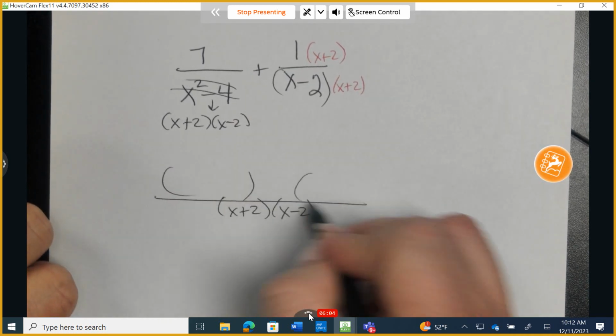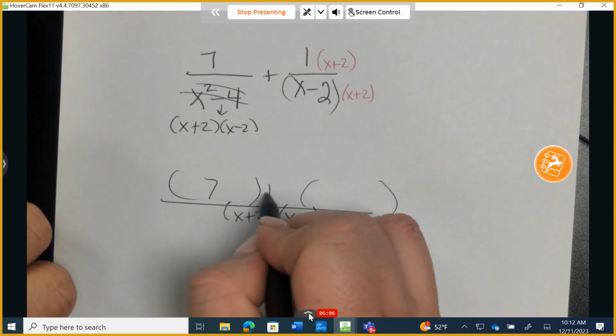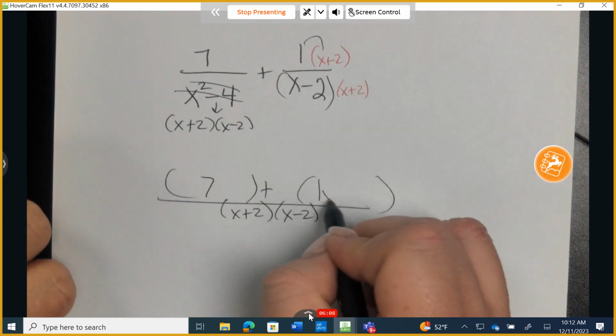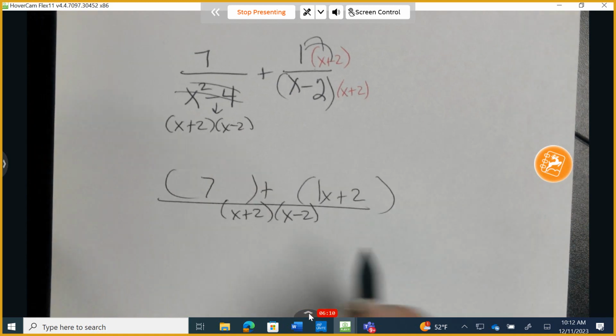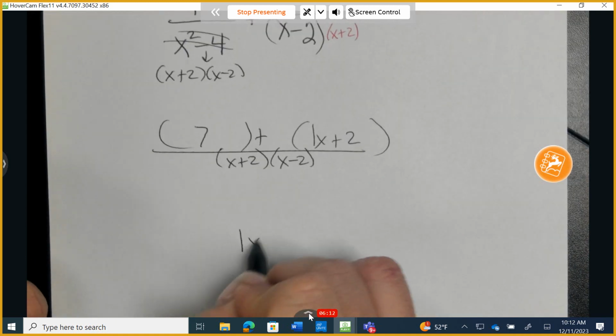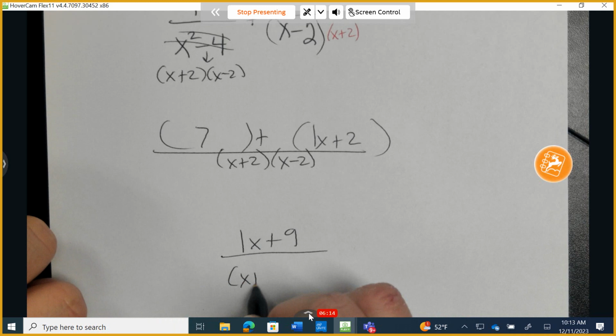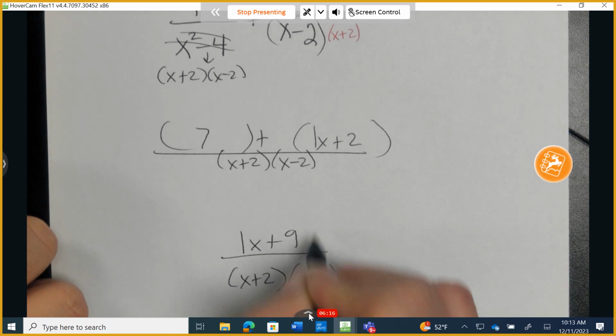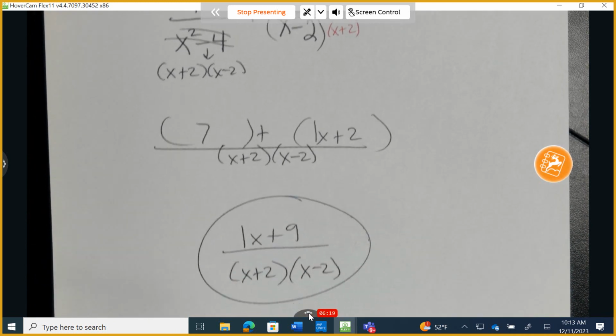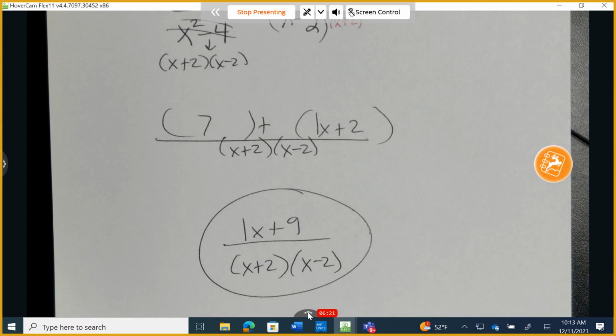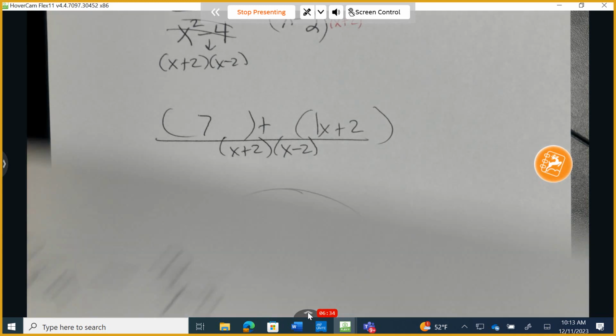I have 7 on the left, a plus sign in between. On the right, I have 1 times x plus 2. So when I combine like terms, I get 1x plus 9 over x plus 2 and x minus 2. It's not necessary that you have a 1 in front of the x, but x plus 9 would be in the numerator, and x plus 2 and x minus 2. Please do not FOIL, do not distribute these, leave them in this current form. Okay, put the cups side by side if they're not already in that form.